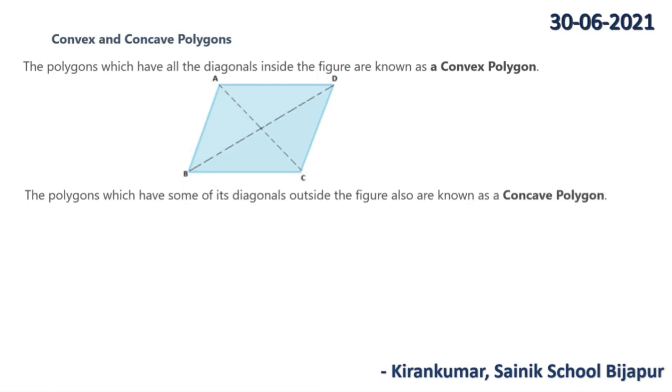The polygon which has some of its diagonals outside the figure is called a concave polygon. I've taken a simple figure here. Look at this. This figure has two diagonals which are not inside the figure. One of the diagonals is outside, the diagonal BD is outside. So it is a concave polygon.